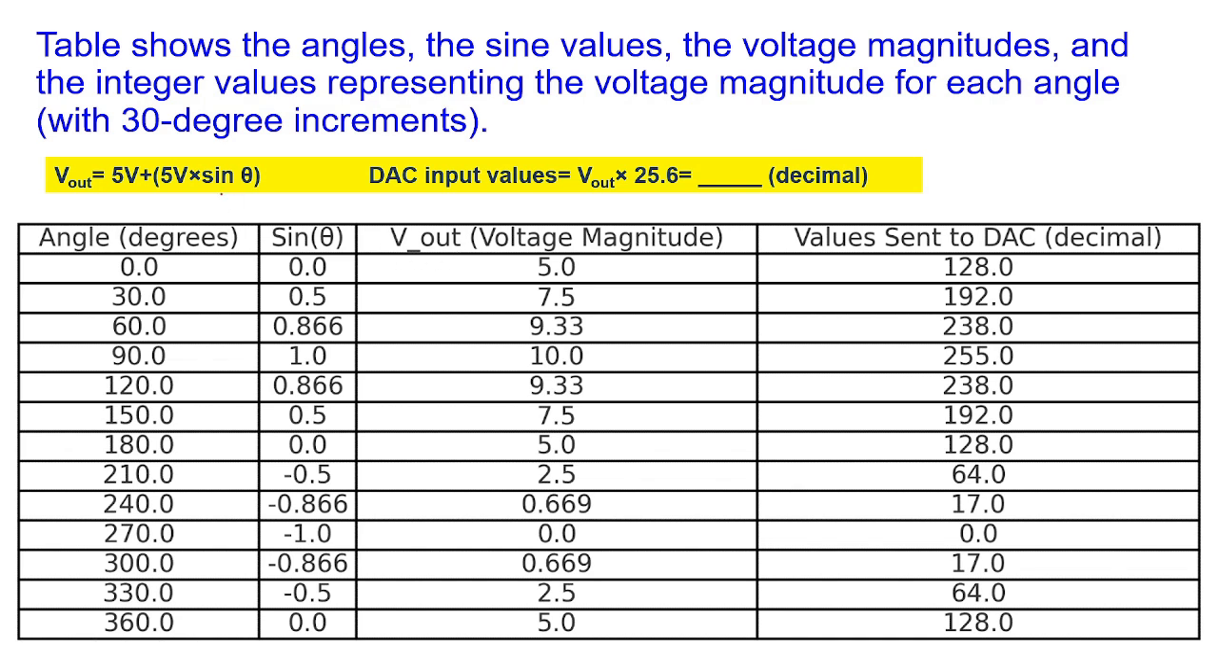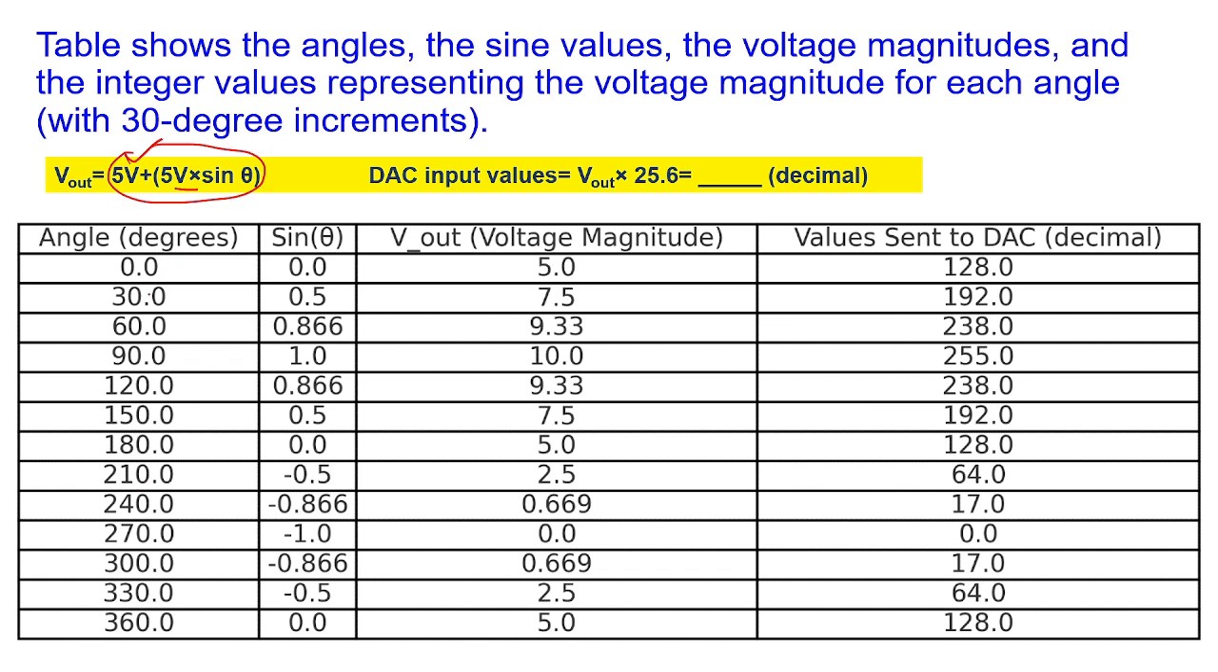Now this is the important formula to convert to your DAC input values. The formula is V out equals 5 volts plus 5 volts into sine theta. What is this actually? The 5 volts is the base voltage. Then you need to trace the sinusoidal variation, which you add to it. With respect to the angle, the 5 volts is multiplied with sine theta along with this base value.